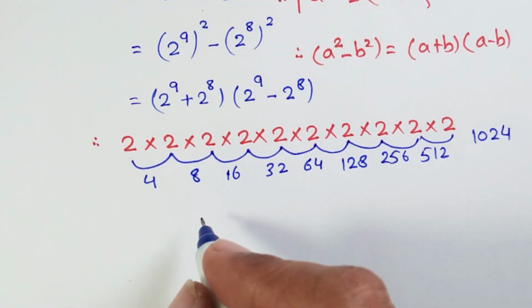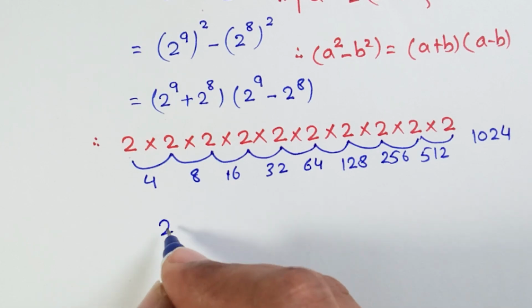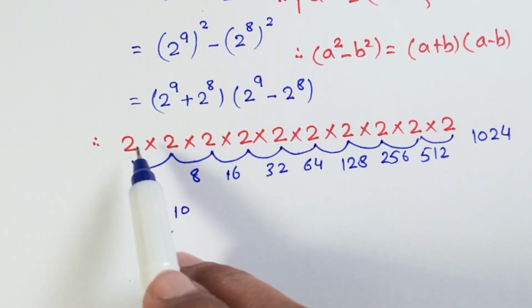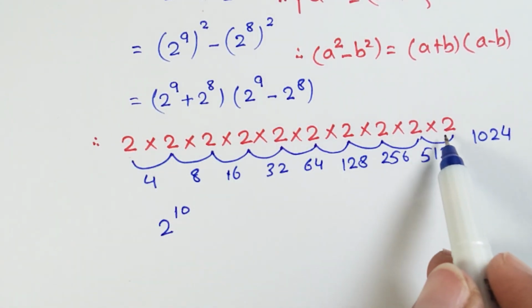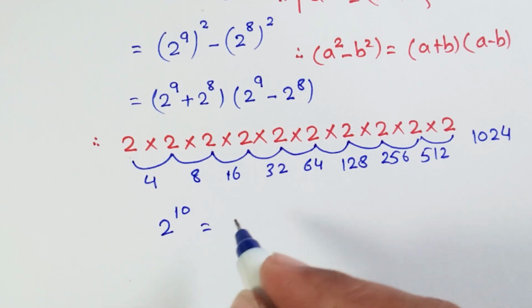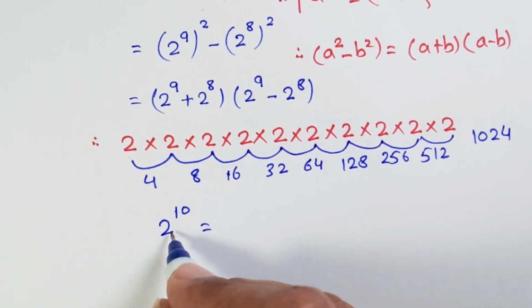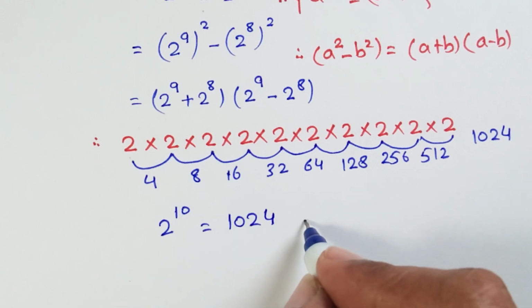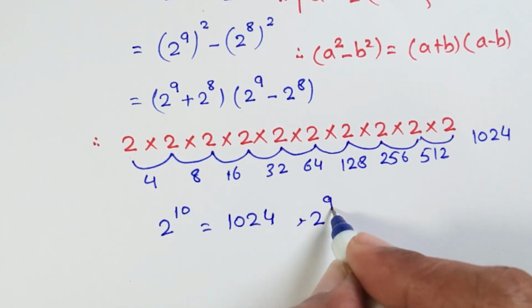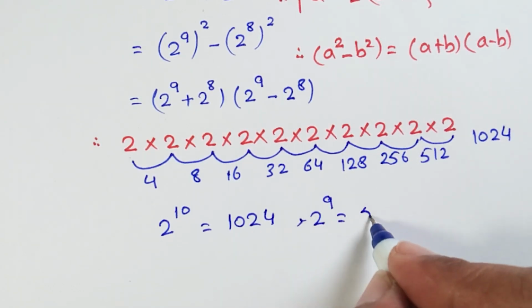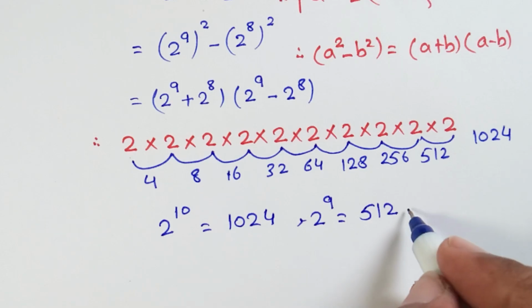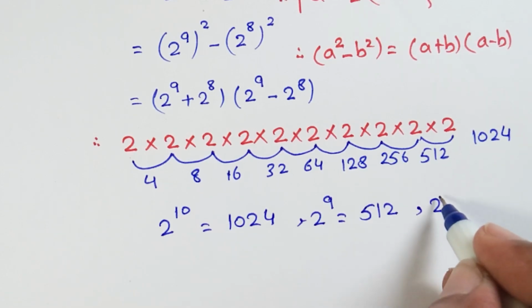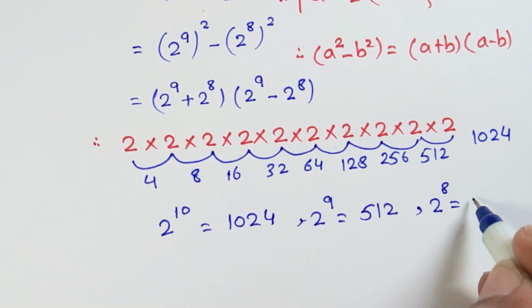256 twos are 512, and 512 twos are 1024. So here we know that the value of 2 to the power 10 is 1024. 2 to the power 9 is 512. 2 to the power 8 is 256.